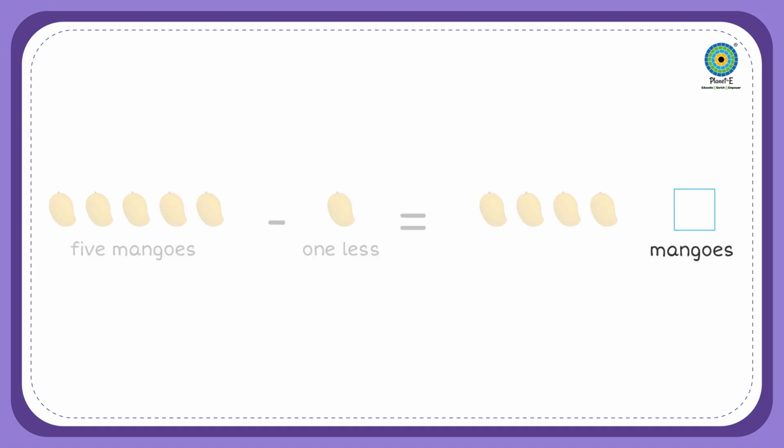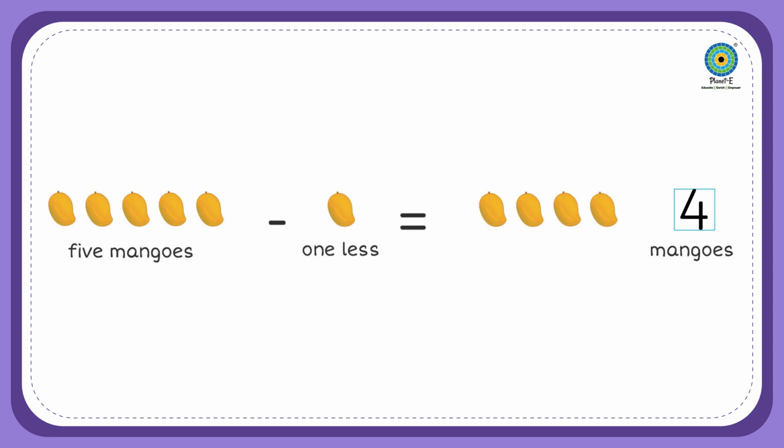Now let us count how many mangoes we have. 1, 2, 3, 4, 5. 5 mangoes minus 1 less equals 2. 1, 2, 3, 4. 4 mangoes. So if we have 5 mangoes and we take away 1 mango from it, it will become 4 mangoes in all.